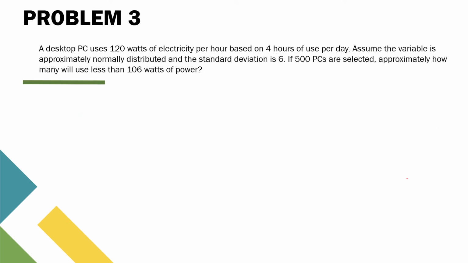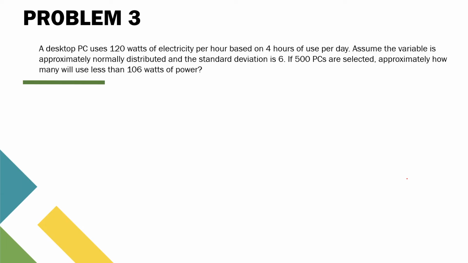A desktop PC uses 120 watts of electricity per hour based on 4 hours of use per day. Assume that the variable is approximately normally distributed and the standard deviation is 6. If 500 pieces are selected, approximately how many will use less than 106 watts?